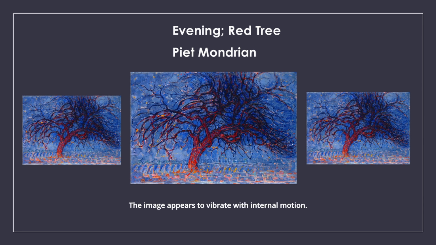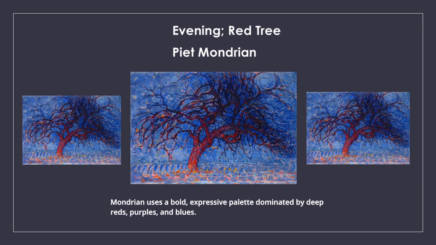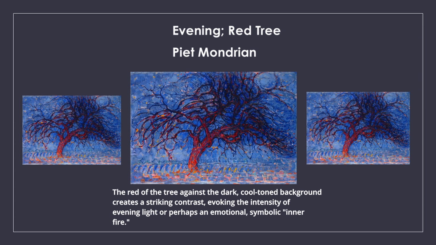The image appears to vibrate with internal motion. Mondrian uses a bold, expressive palette dominated by deep reds, purples, and blues. The red of the tree against the dark, cool-toned background creates a striking contrast, evoking the intensity of evening light or perhaps an emotional, symbolic inner fire.